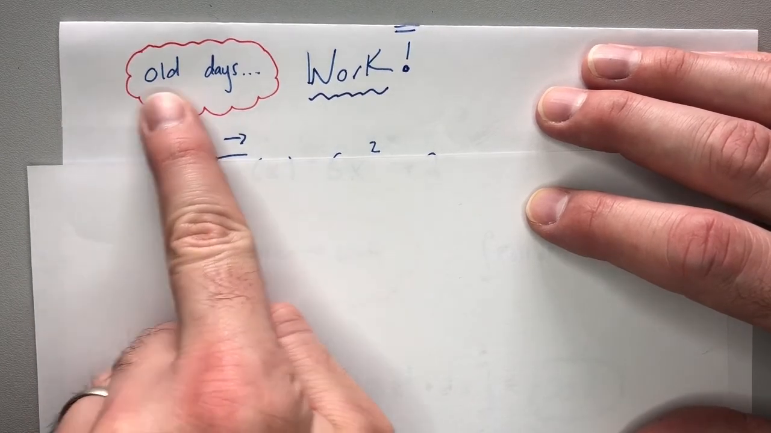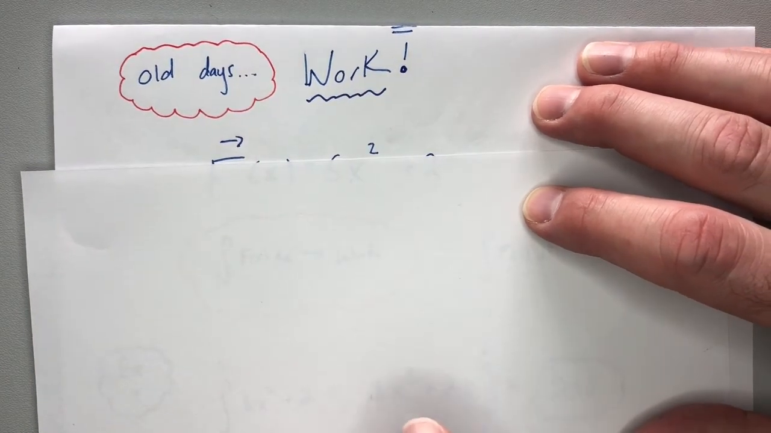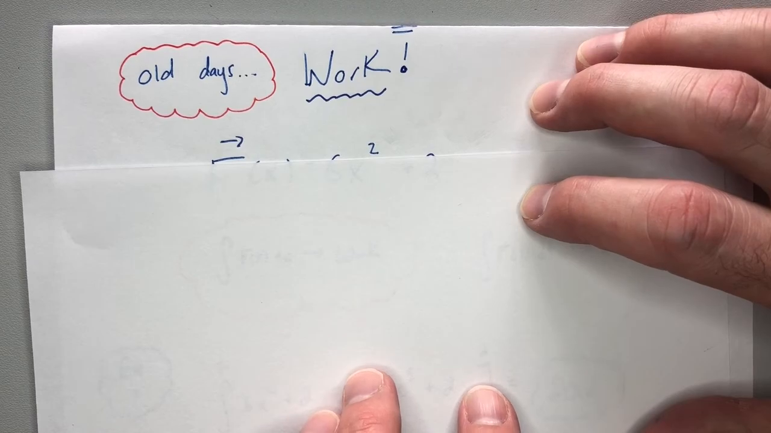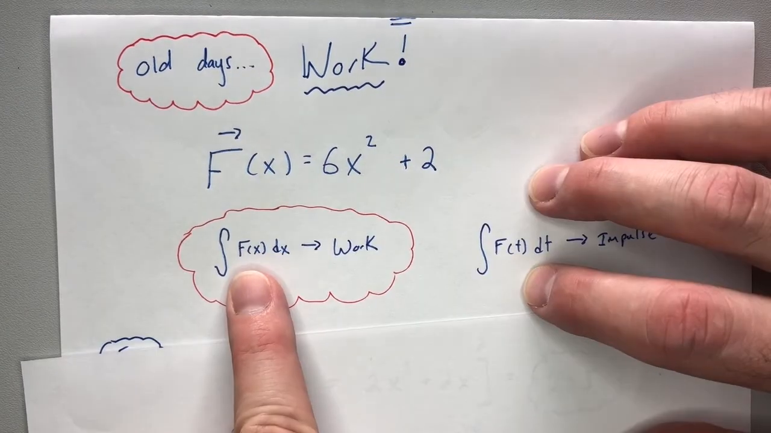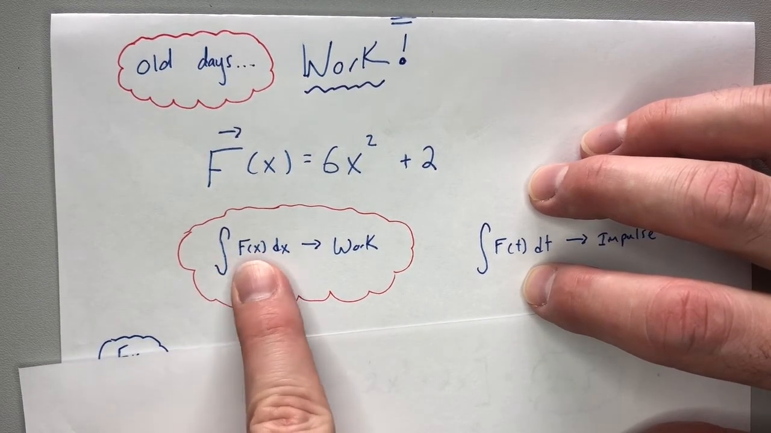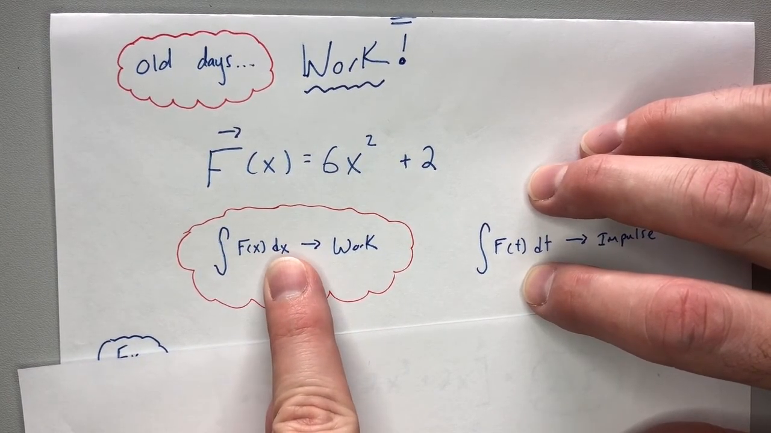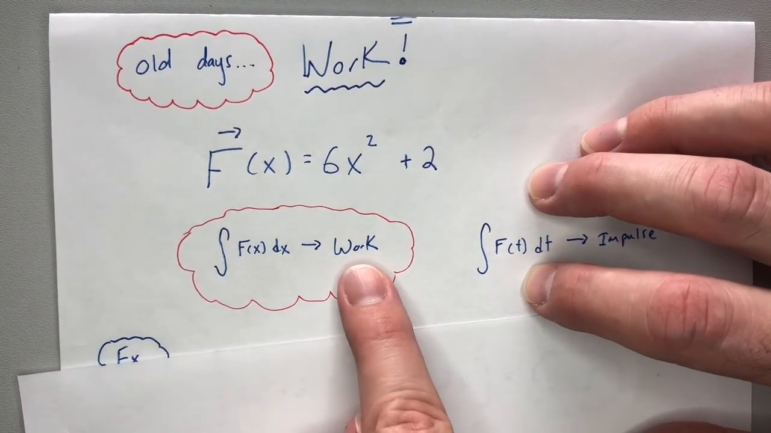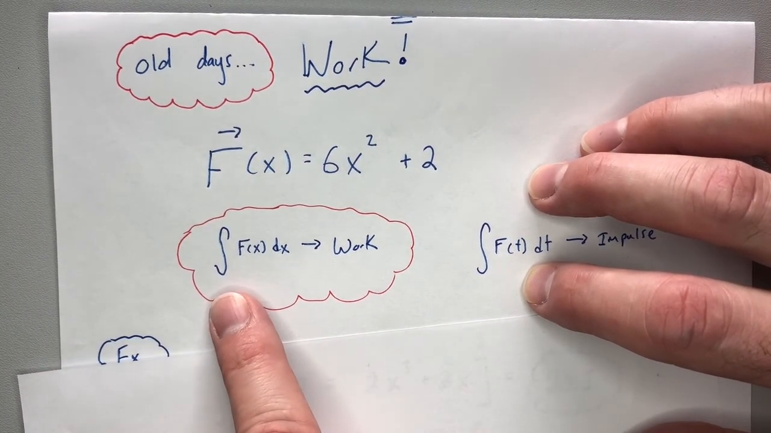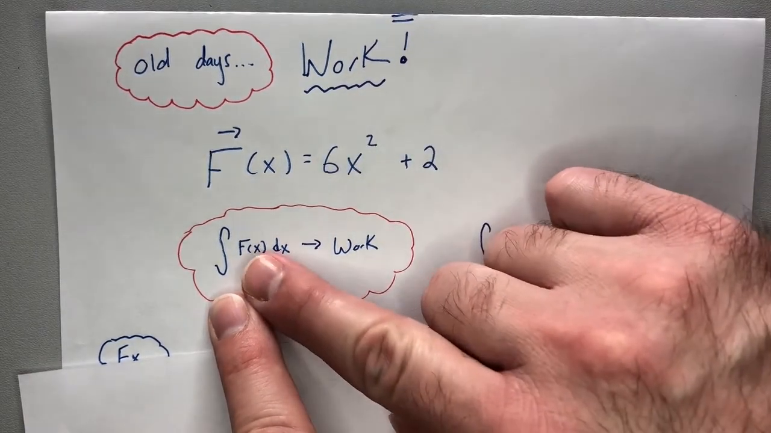So, back in the old days, we talked about work. And remember, in order to do work, you had to apply a force, and it had to make the object move a certain delta x. In terms of calculus, if you take the integral of the force function with respect to position, from 0 to x or whatever, it'll give you the work. So that's work: force and position.